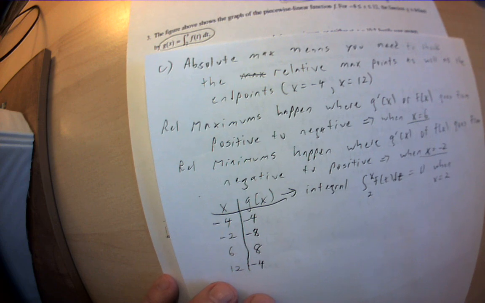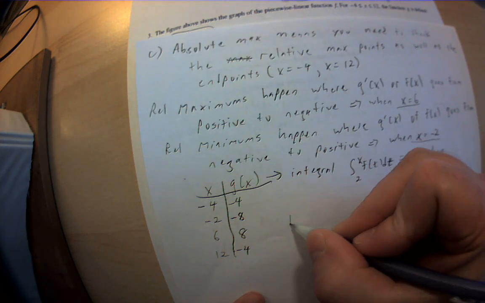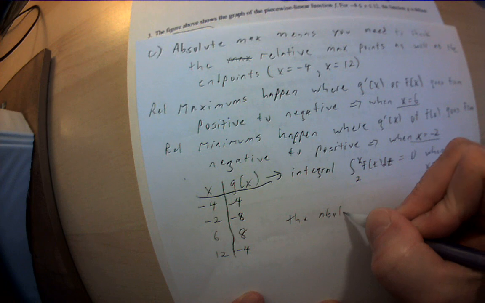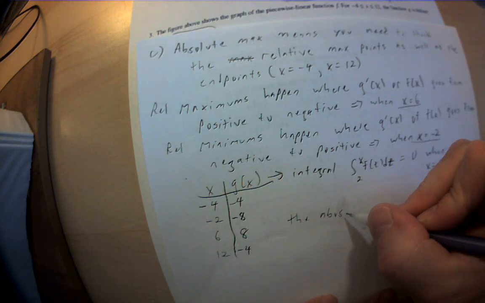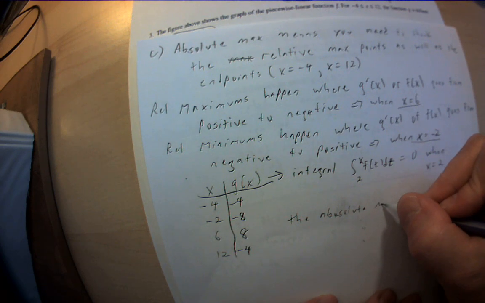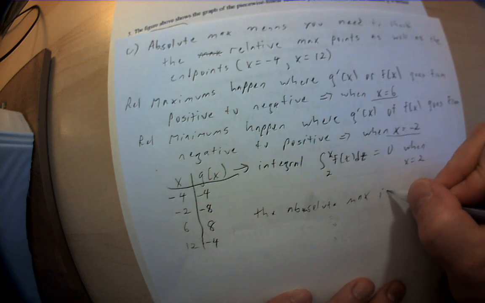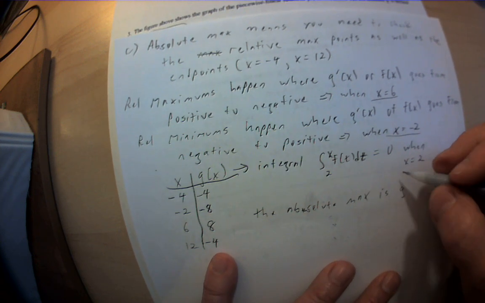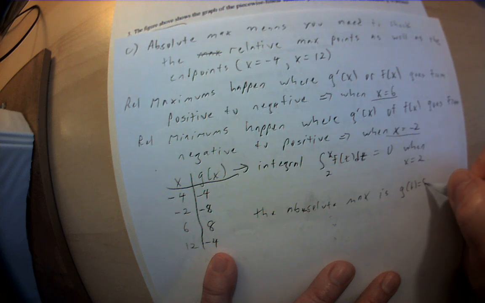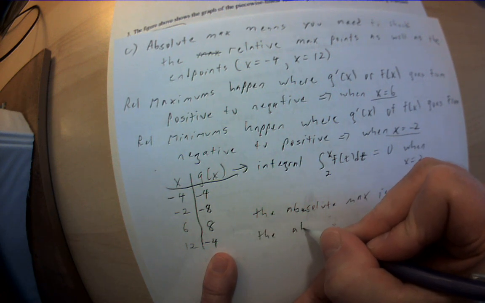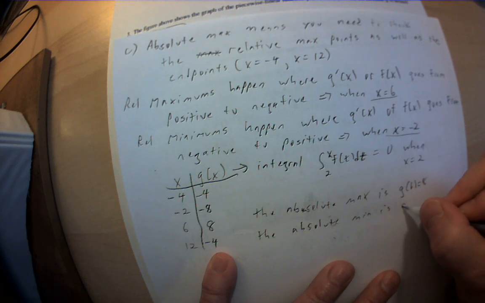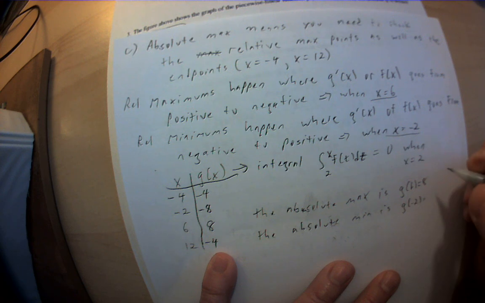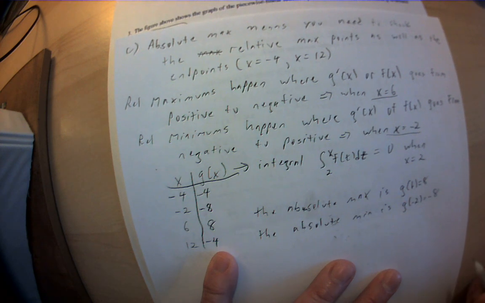Okay? So when I look at this table, the absolute, how do you spell absolute? You have to spell correctly? You probably don't. Absolute, just cross out that. Absolute max is g of 6 equals 8. The absolute min is g of -2 equals -8. That's the answer.